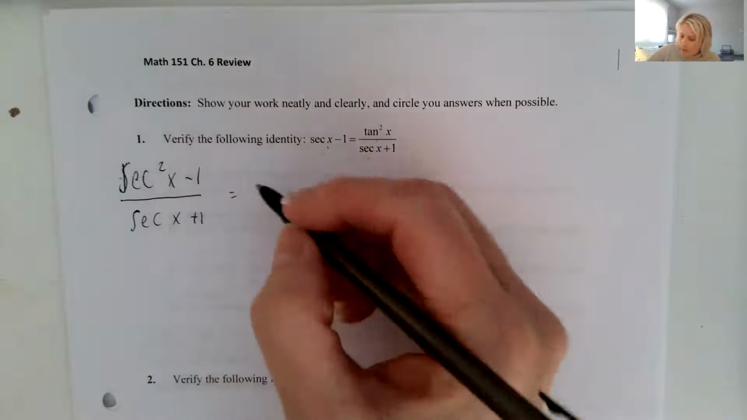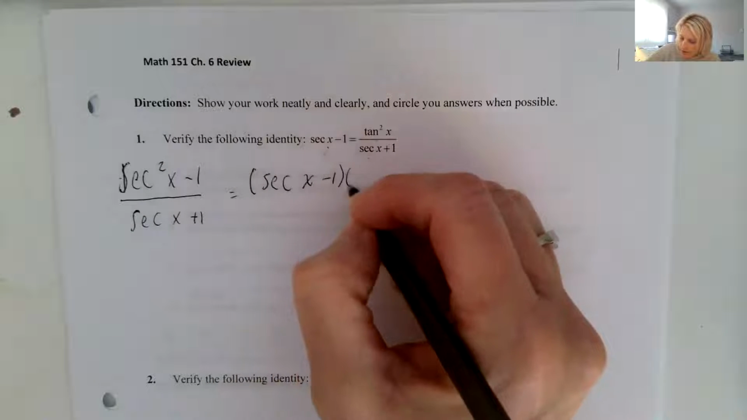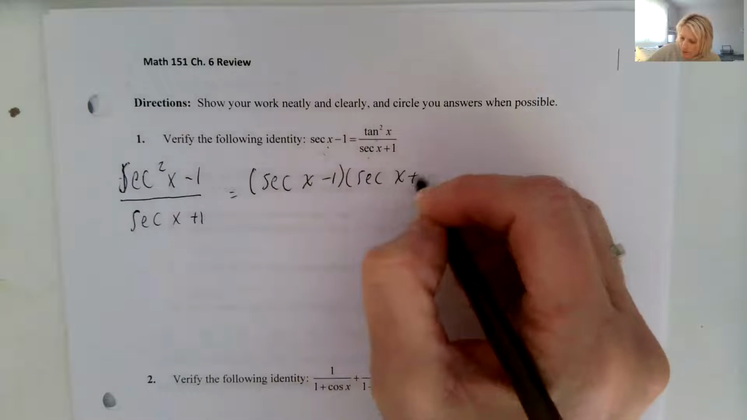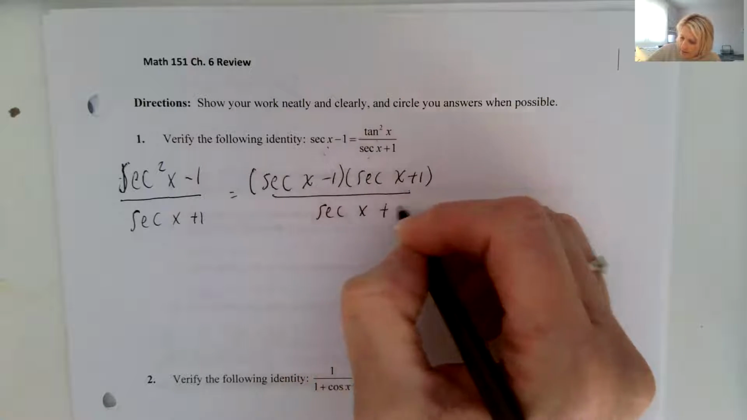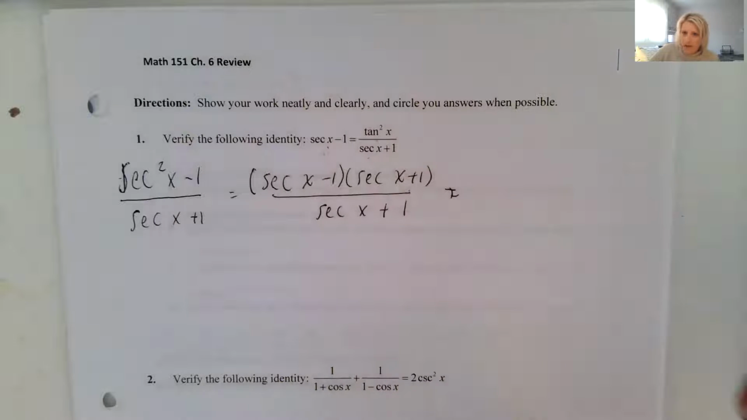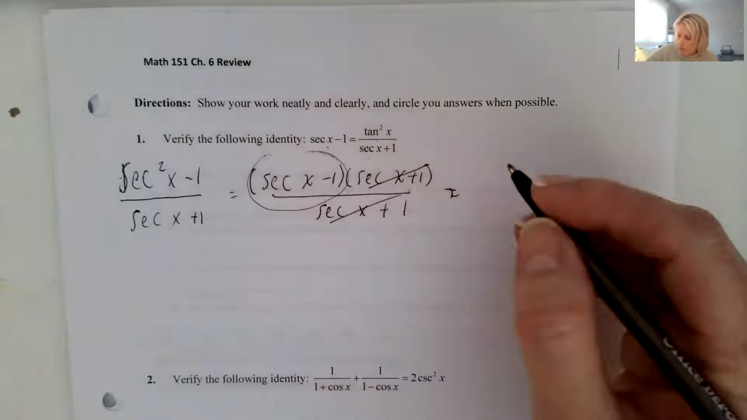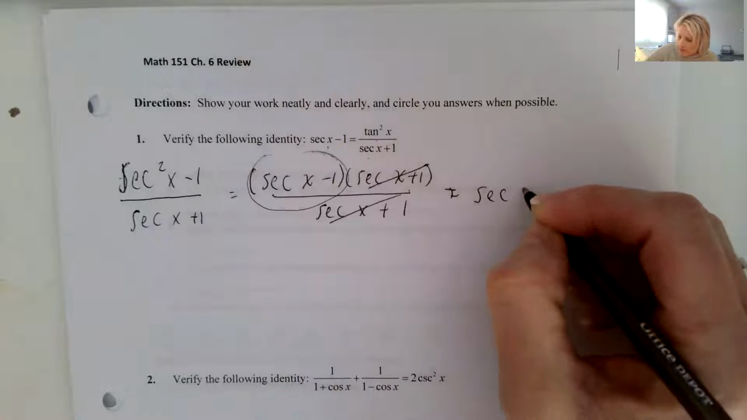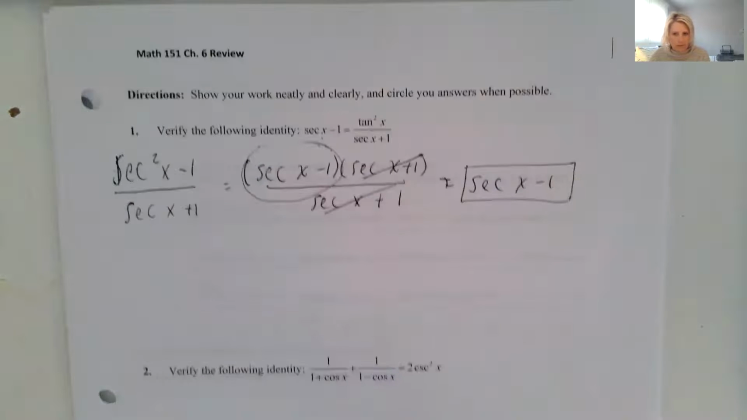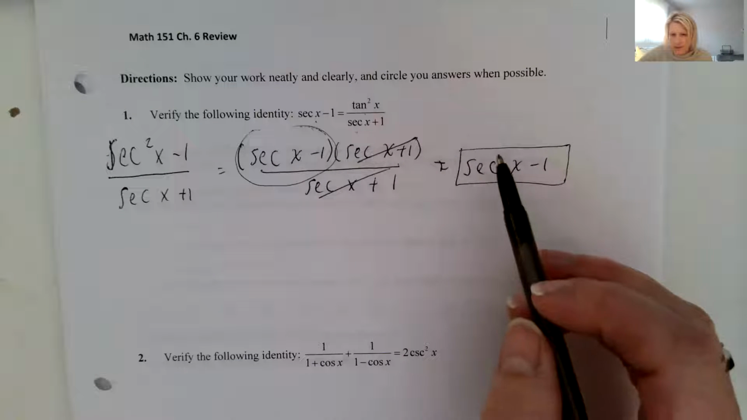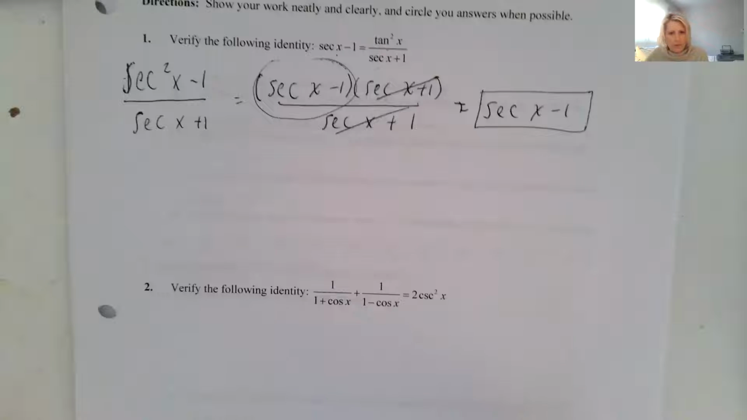Secant squared x minus 1 can factor into a difference of squares: secant x minus 1 times secant x plus 1, all over secant x plus 1. And then the secant x plus 1's cancel out, and we're left with what we wanted, secant x minus 1. The answer key used to say secant squared x, but it's really just secant x minus 1.